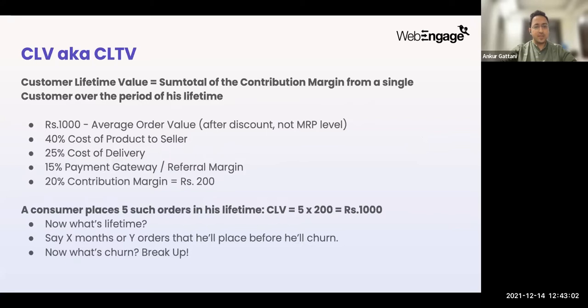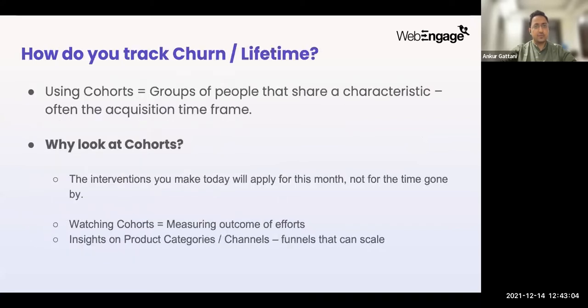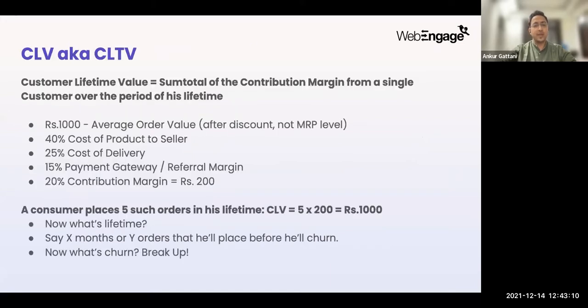Okay, so the CLV concept I'm assuming is clear enough, and I'll move on to how you check whether you have the right level of lifetime or not. What tends to happen is that a whole bunch of customers will not last the first 5 orders that you need them to last. A whole bunch of them will leave before the first or second or the third or the fourth order. And that's the part you need to be very cognizant of.